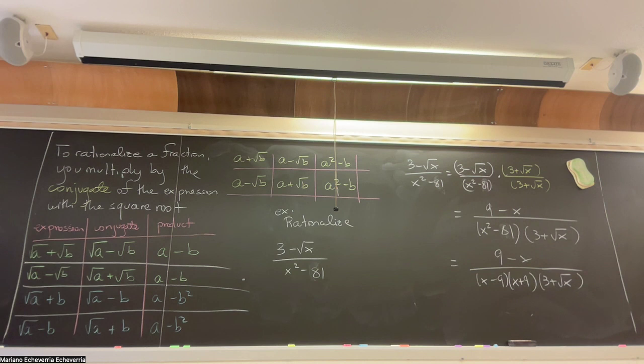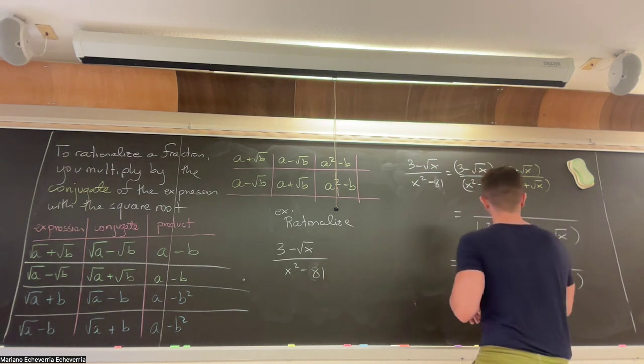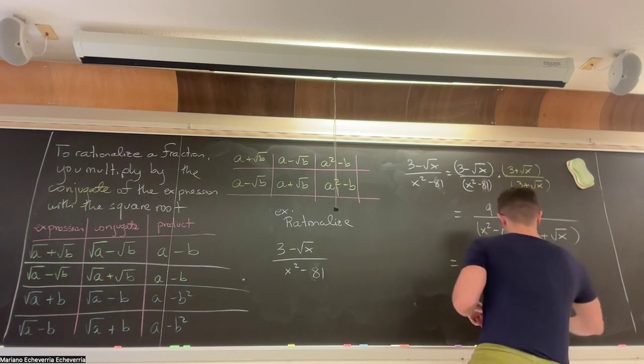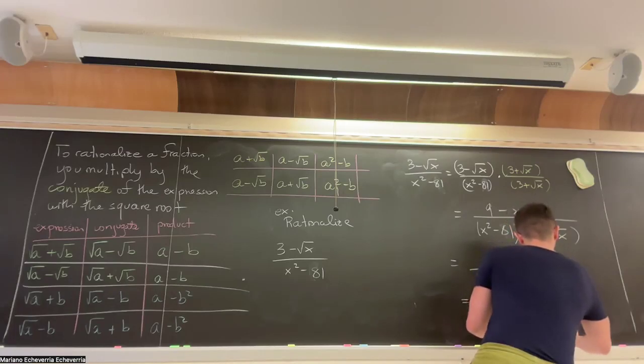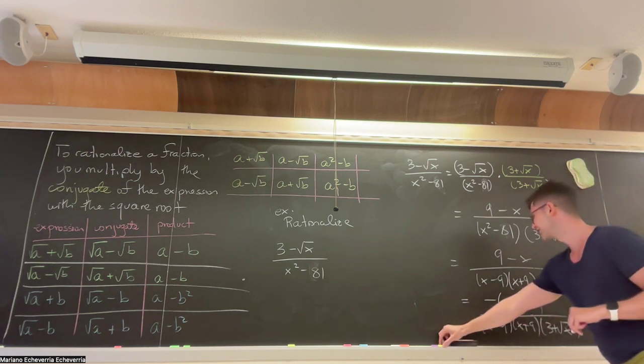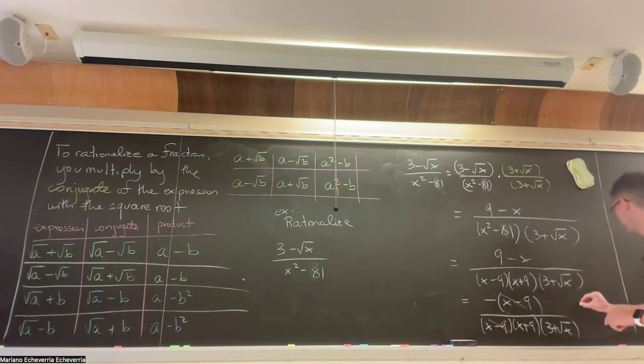Then you can take a -1, because 9 minus x and x minus 9 are almost the same, right? They just differ by an overall sign. That's also why I wanted this example to go like that, as practice. So you can write it as x minus x minus 9. And now this term is the same here as in here, so you get -1 divided by x plus 9 over 3 plus root of x.